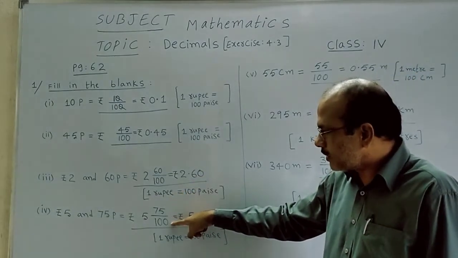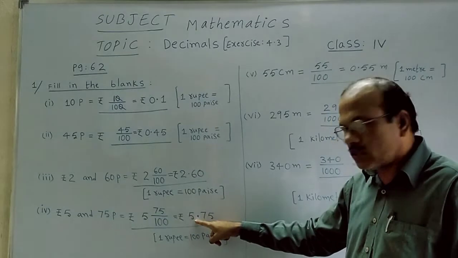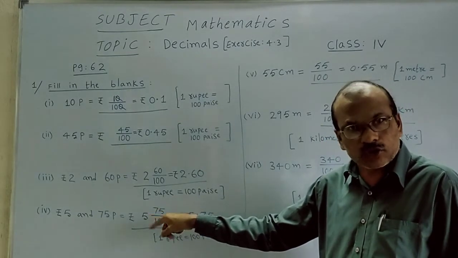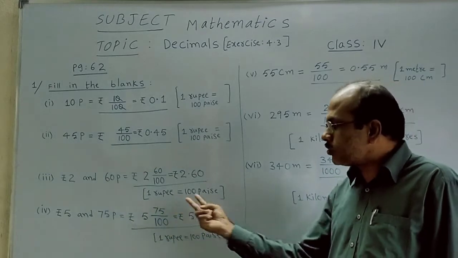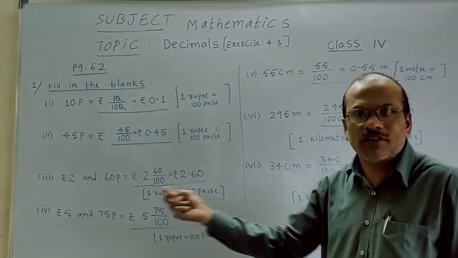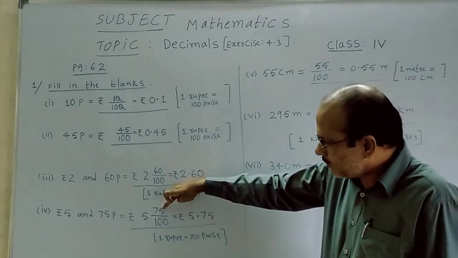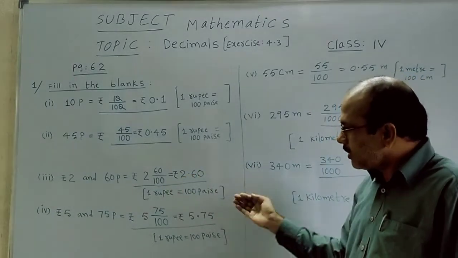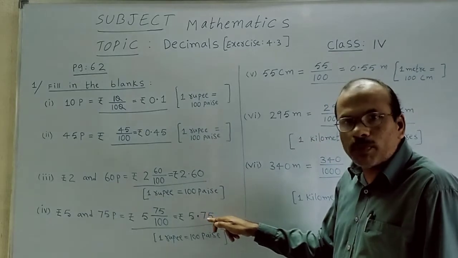75 by 100. Then that 5 is taken as it is. Since we have 2 zeros, of course starting should be 1 now. Then the point should be placed after 2 digits. Am I correct? Then 5 is the first digit, 7 is the second digit. After 2 digits, I should place the point.